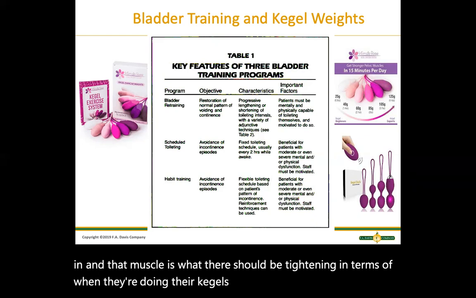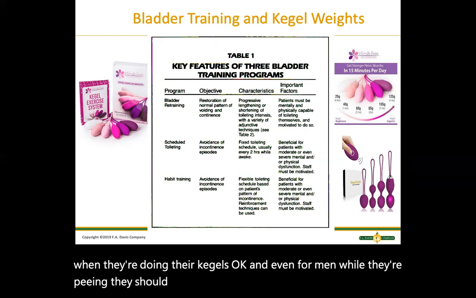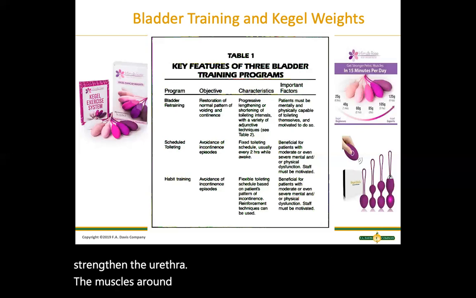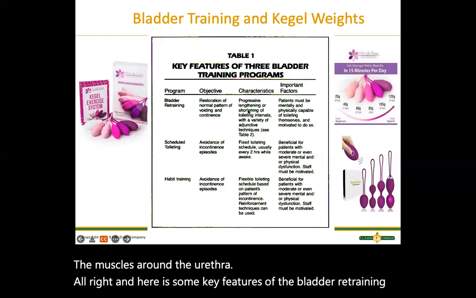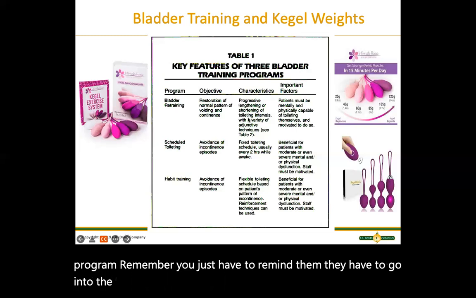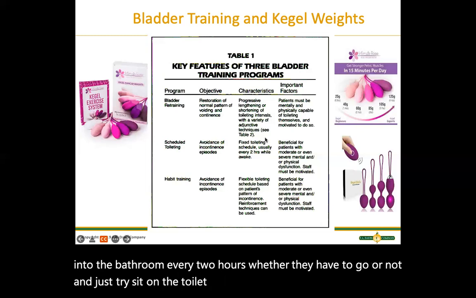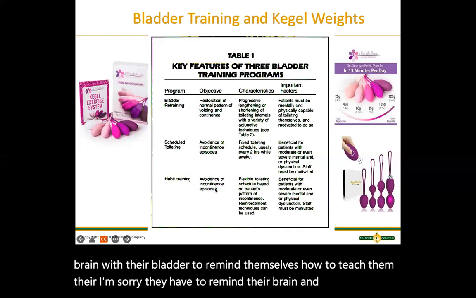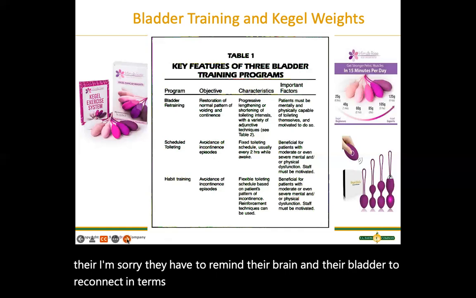Okay. And even for men, while they're peeing, they should try to stop and hold it and then pee again, because doing that a couple of times will actually strengthen the muscles around the urethra. All right, and here are some key features of the bladder retraining program. Remember, you have to remind them they have to go into the bathroom every 2 hours, whether they have to go or not, and just try. Sit on the toilet and try. They have to remind their brain and their bladder to reconnect in terms of sensation and voiding.